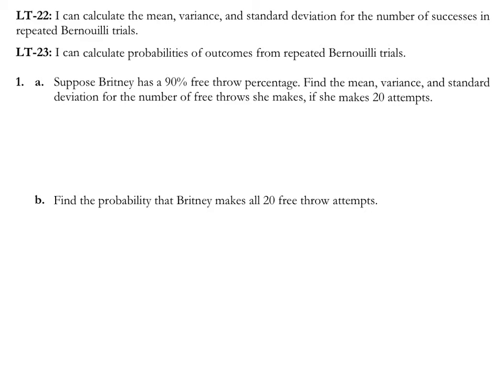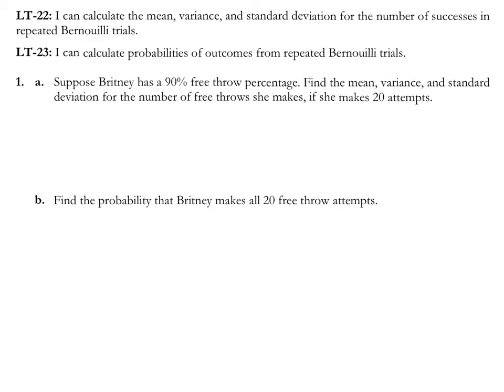So in this first problem, Brittany has a 90% free throw percentage. So in basketball, when you are trying to make a free throw, your free throw percentage indicates what percentage of the time you actually make that free throw. And the question is, find the mean, variance, and standard deviation for the number of free throws she makes if she makes 20 attempts. So we discussed some formulas for the mean, the variance, and the standard deviation for the number of successes in repeated Bernoulli trials.